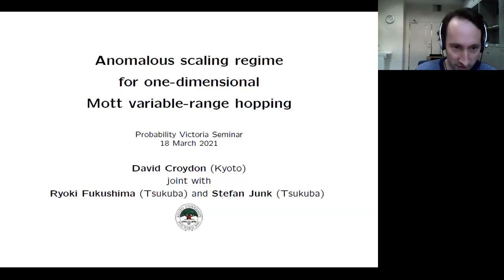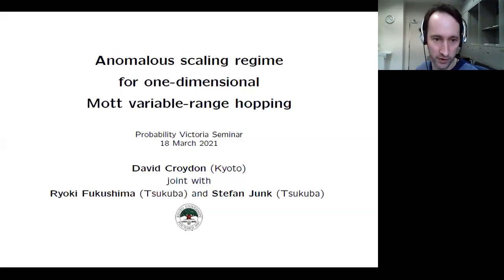Before I start, I should highlight that all the new results for the model are joint with Ryoki Fukushima and Stefan. They were both in Kyoto up until recently and now have moved to University of Tsukuba. Maybe special thanks to Stefan, who I see in the audience here today. Many of the pictures in the slides and all the simulations were due to him. So, thanks for that.